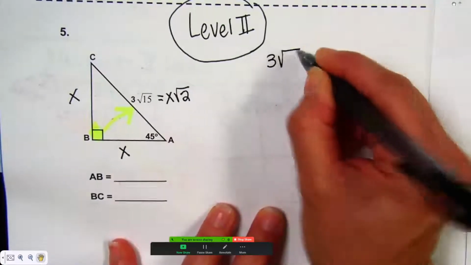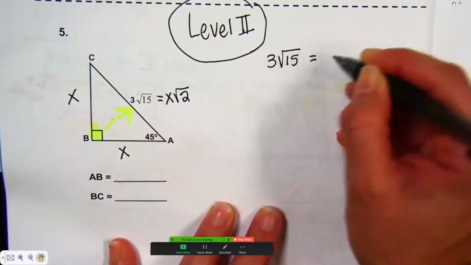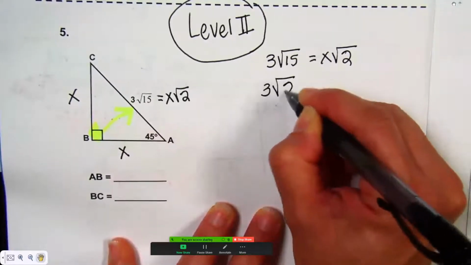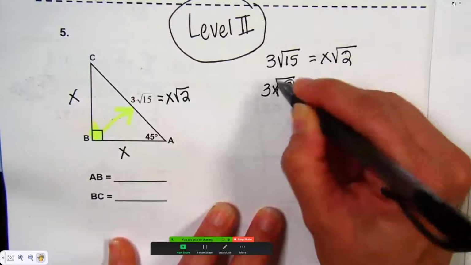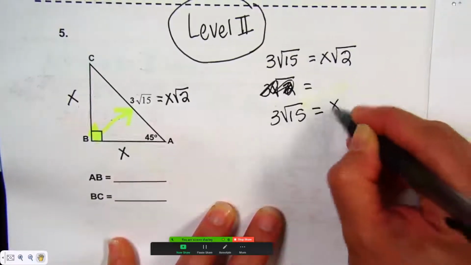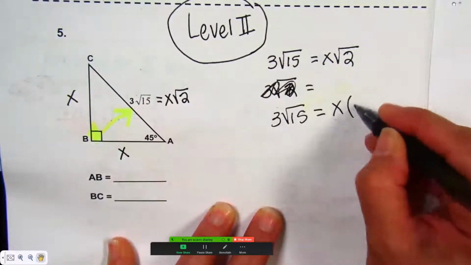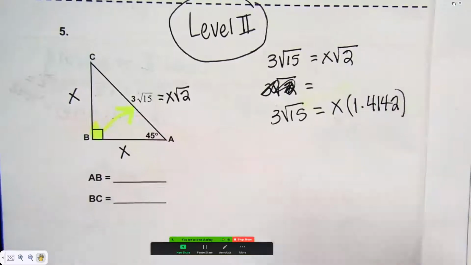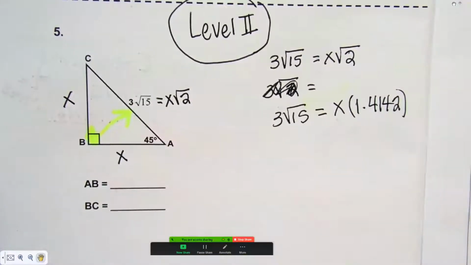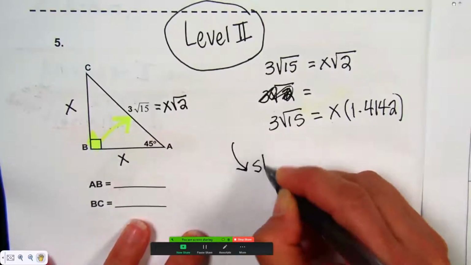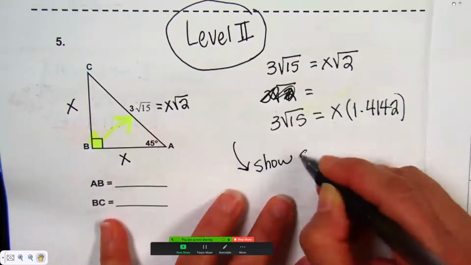So I'm going to just recopy this over here so that I can have enough room. And remember, we're not using the square root of 2. We are using 1.4142. All right, let's try to get rid of x. But guys, I'm just going to show steps if you're using your phone calculator.